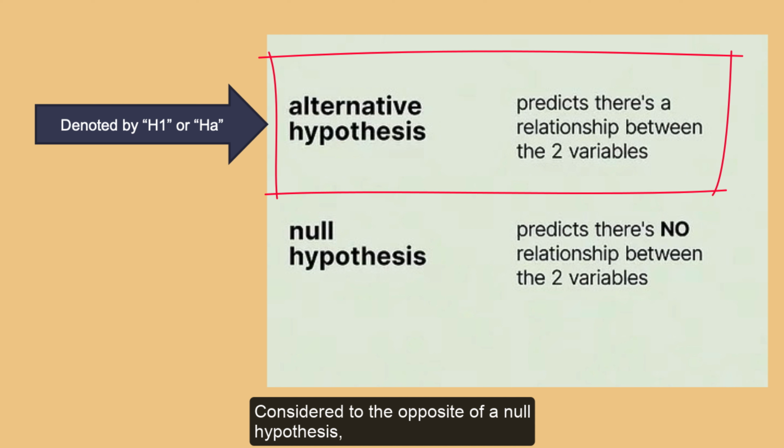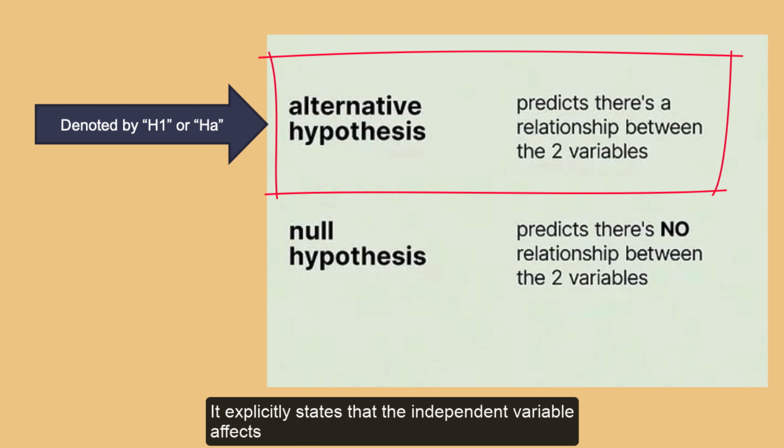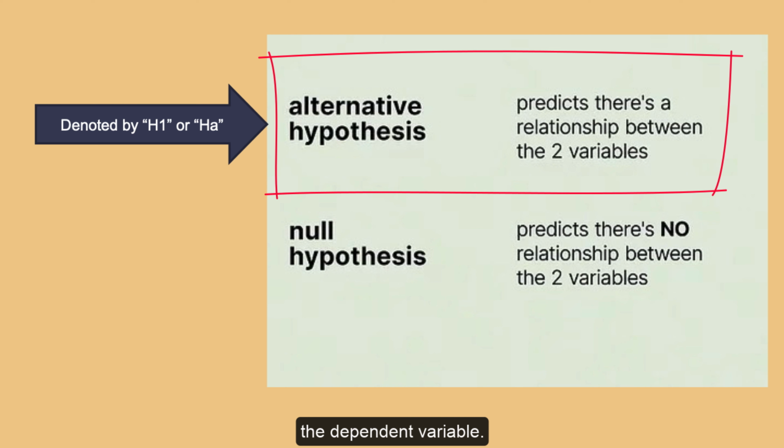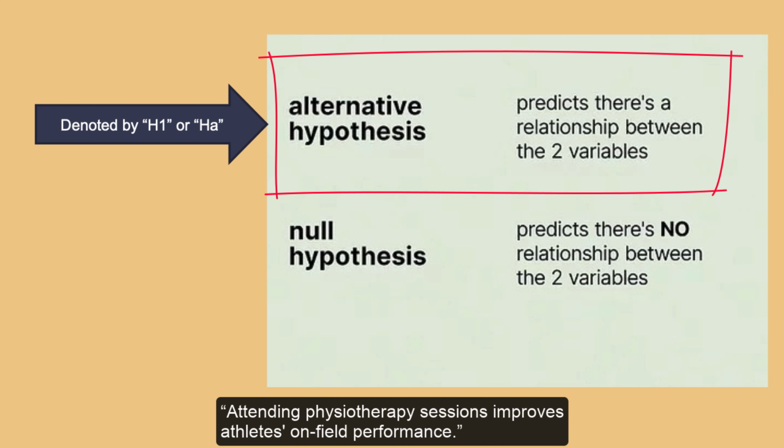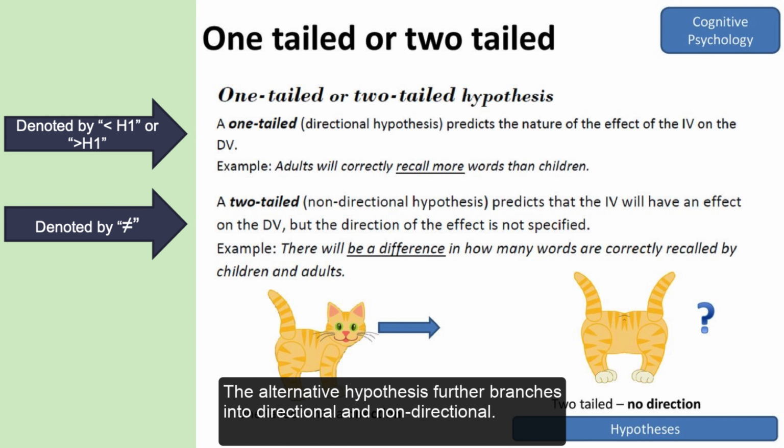Considered to be the opposite of a null hypothesis, an alternative hypothesis, or just simply the regular hypothesis, is denoted as H1 or HA. It explicitly states that the independent variable affects the dependent variable. A good alternative hypothesis example is, attending physiotherapy sessions improves athletes' on-field performance, or water evaporates at 100 degrees Celsius. The alternative hypothesis further branches into directional and non-directional.